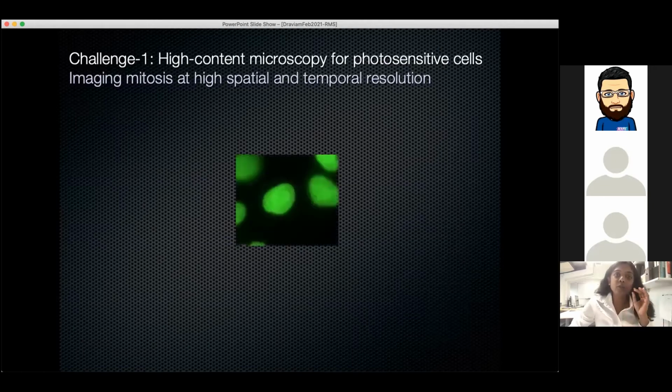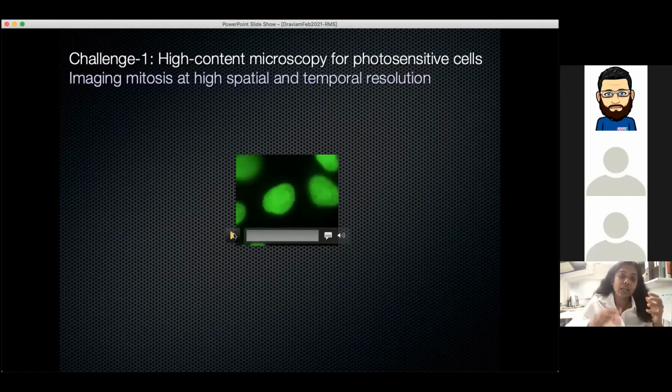So I'm going to give you a small crop of a movie to showcase where photosensitivity arises from in the system. So in green, what you are seeing is the nucleus stained with histone GFP. So it's not really stained. Histone GFP is a green fluorescent protein fused to histone. So every nucleosome in this DNA technically should have histone fused to GFP, illuminating the entire nucleus. And this is an interphase nucleus.